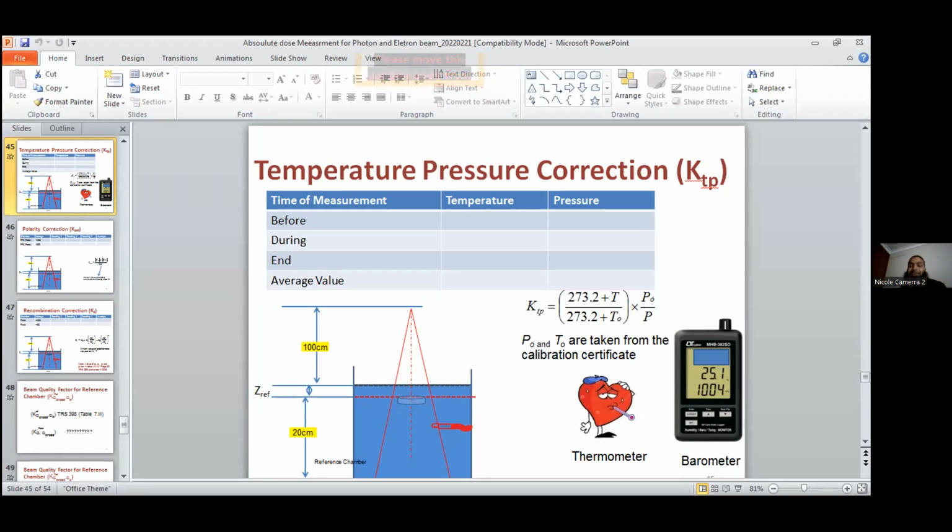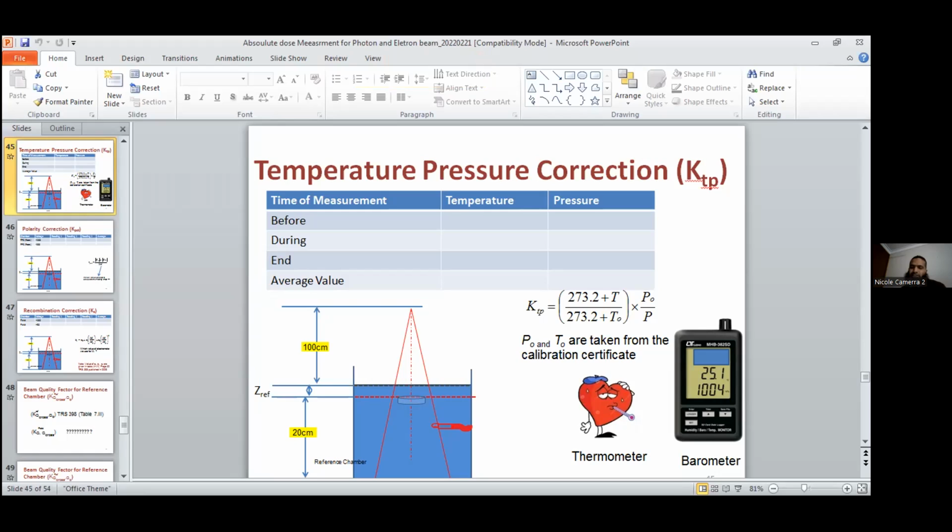So then what will happen? 273.2 goes to your T naught. T naught is the temperature at which the chamber is calibrated at the SSDL lab. Normally in Pakistan we use 20, I think. I remember, if I'm not wrong. Yes, 20 to 22 degrees normally. Okay, but it depends.